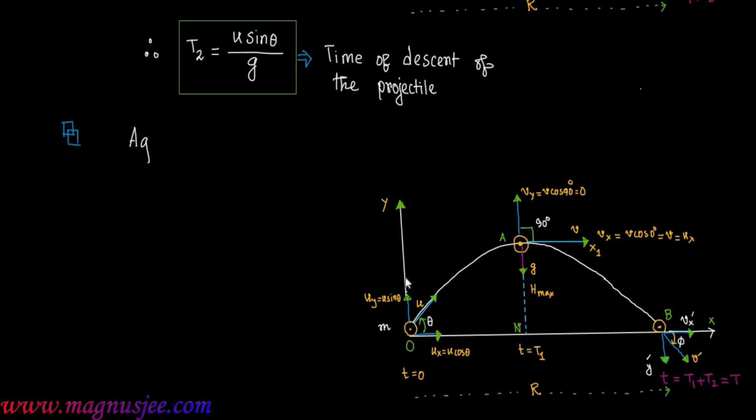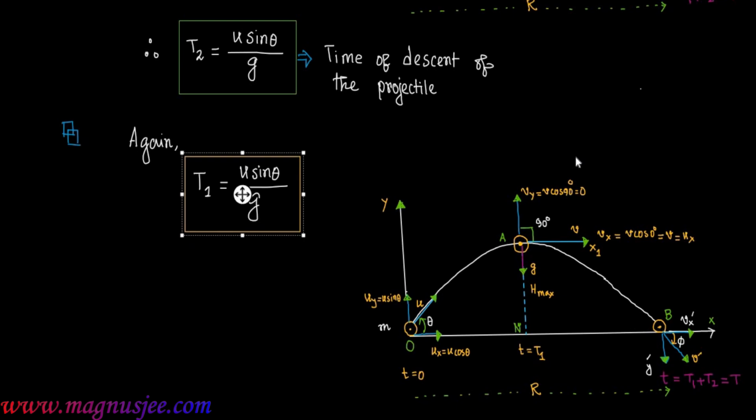Again, time of ascent. T1 is equal to u sine theta divided by g. That is the time of ascent of the projectile. T1 is equal to u sine theta divided by g, which was the time of ascent, or time taken by the projectile to move from the point O to the highest point A.